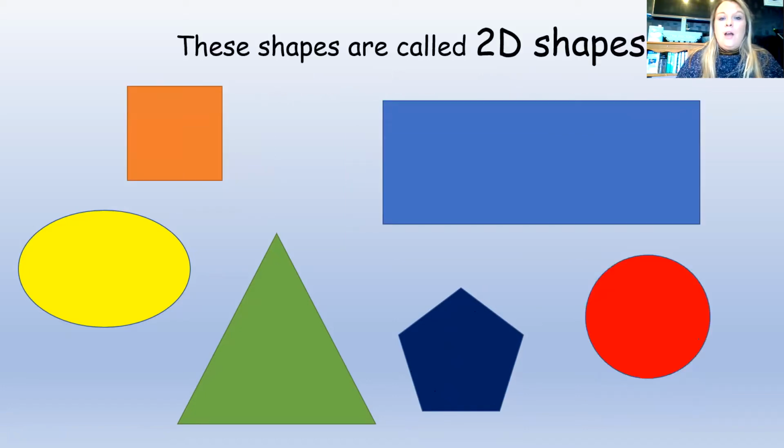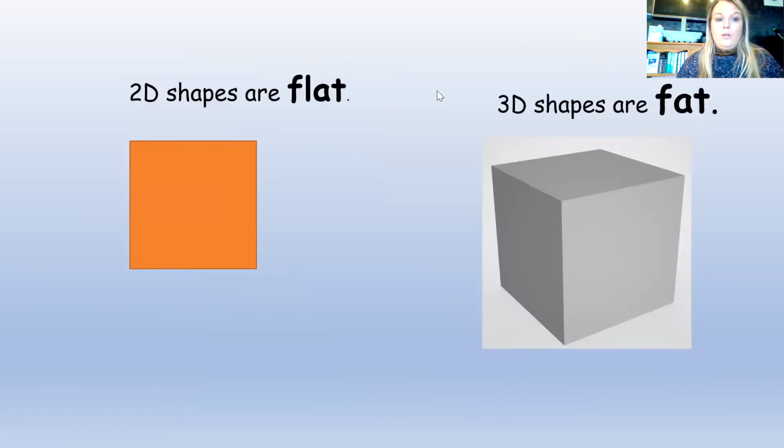So these shapes are called 2D shapes. We group them all together. They've all got their own names, but all together, they're called 2D shapes. Just like in our class, we've all got our own names, but together we are reception. The word 2D means two-dimensional, which means flat. They are flat shapes. If you were to hold one up, it would be flat. We can see over here, 2D shapes are flat.